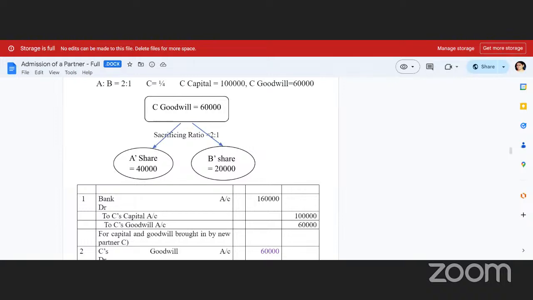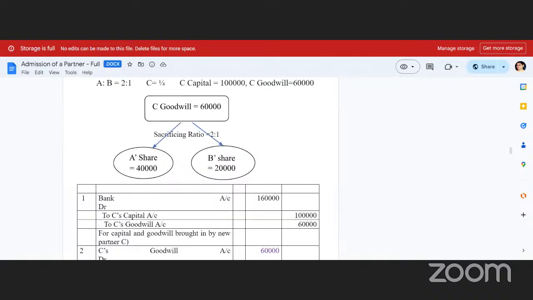Did you understand how I calculated? Whatever the goodwill of the new partner is, that has to be distributed among the old partners in the sacrificing ratio. 2 is to 1 means 2 plus 1 equals 3. So A is taking 2 by 3, B is taking 1 by 3. So 60,000 into 2 by 3, 60,000 into 1 by 3. If you do, you will get these values of 40,000 and 20,000.